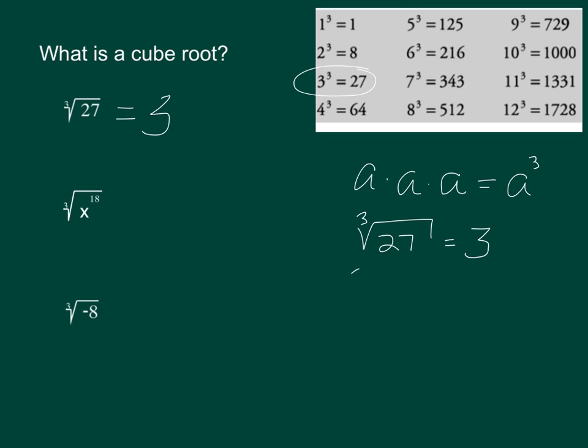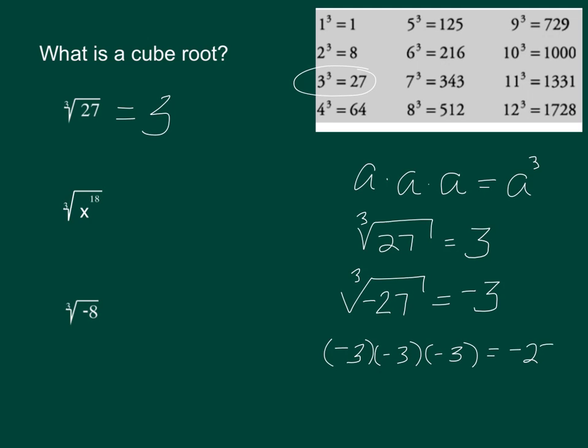Interesting note, I could take the cube root of negative 27. That would be negative 3. Because when we're multiplying by something 3 times and it's negative, I can get a negative number. So when you're dealing with a square root, we can't take the square root of a negative, but we can take the cube root of a negative.